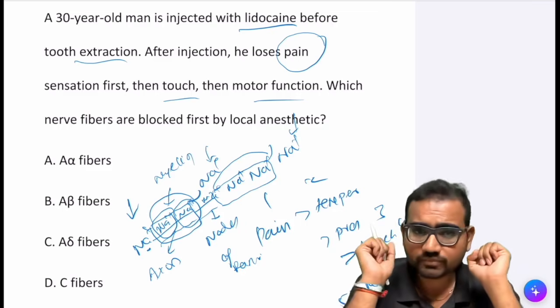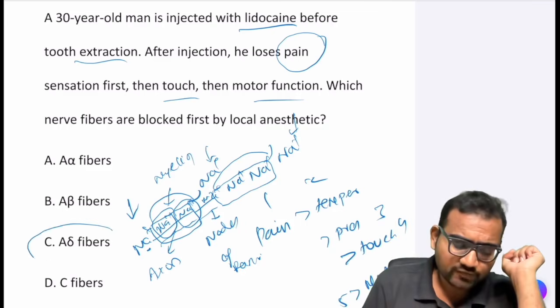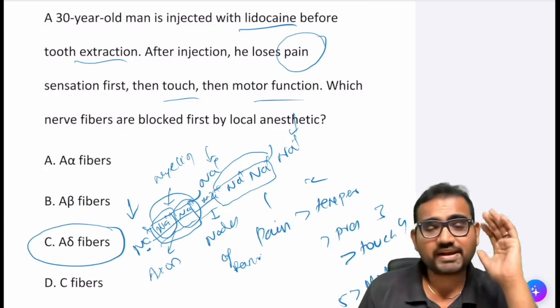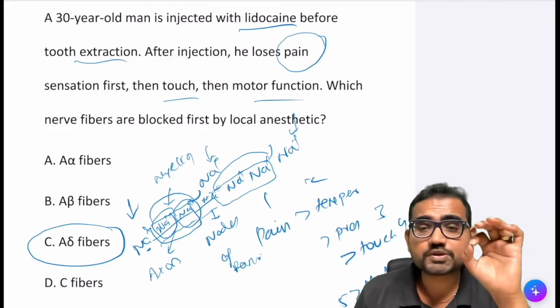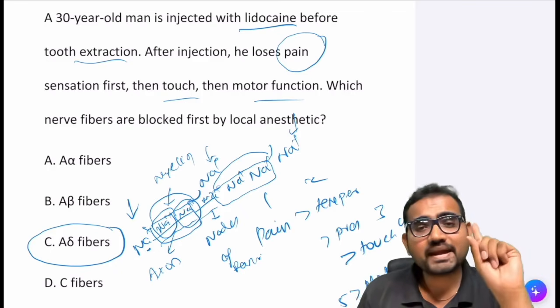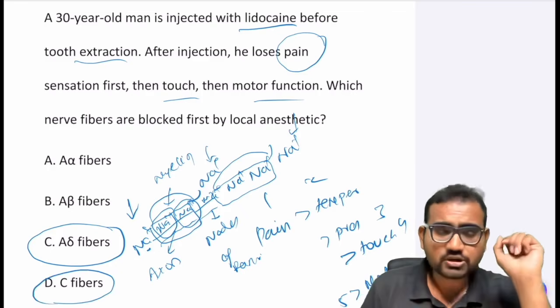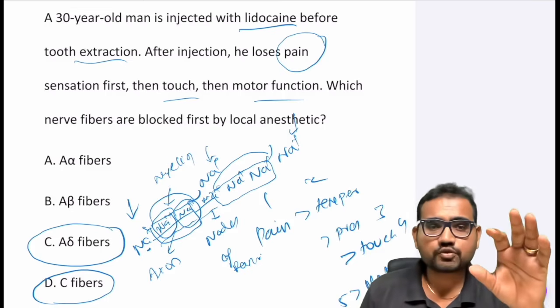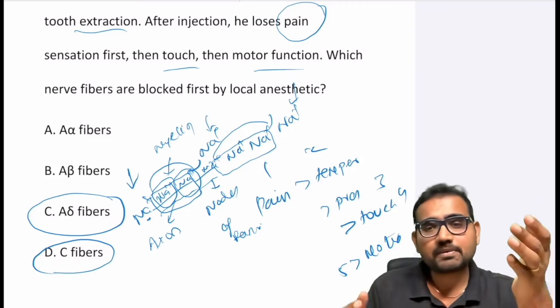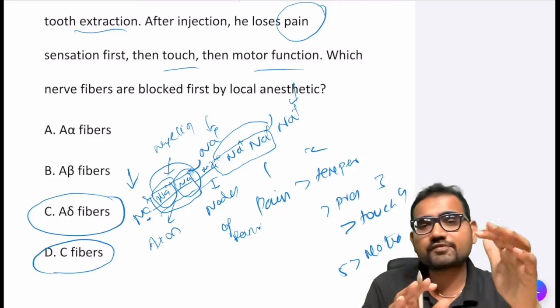it will be very easy for the lidocaine to block. That way, A delta fibers are small myelinated fibers. They get blocked. They are responsible for sharp pain. The lidocaine first blocks the A delta fibers. C fibers, of course, are small, but they are unmyelinated, so they carry dull pain. Next to A delta fibers, C fibers are blocked.